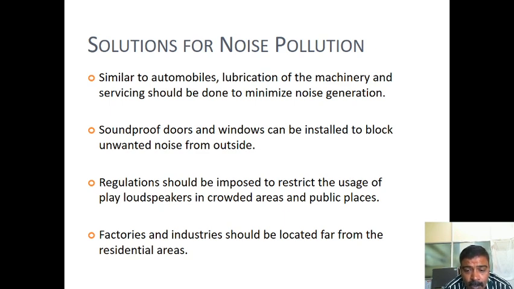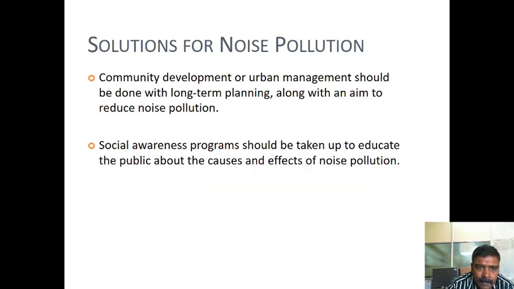Factories and industries should be located far off from the residential areas. This has always been one of the things that the government and the regulatory authorities try to ensure. But due to rapid urbanization, many of these factories which were actually located far off from the residential areas are now getting into the residential areas itself, because we are going and living near the factories and industries which were built far off from the urban areas.